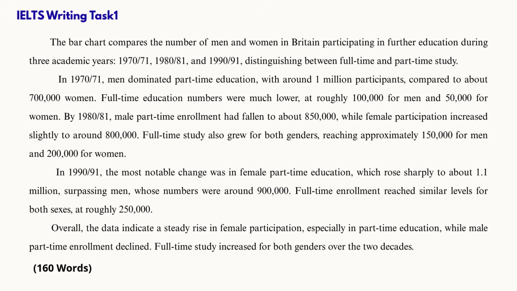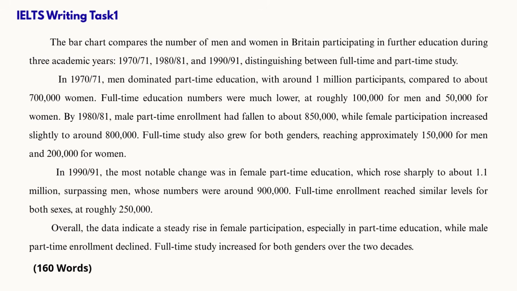In 1970-71, men dominated part-time education, with around 1 million participants compared to about 700,000 women. Full-time education numbers were much lower, at roughly 100,000 for men and 50,000 for women. By 1980-81, male part-time enrolment had fallen to about 850,000, while female participation increased slightly to around 800,000. Full-time study also grew for both genders, reaching approximately 150,000 for men and 200,000 for women.